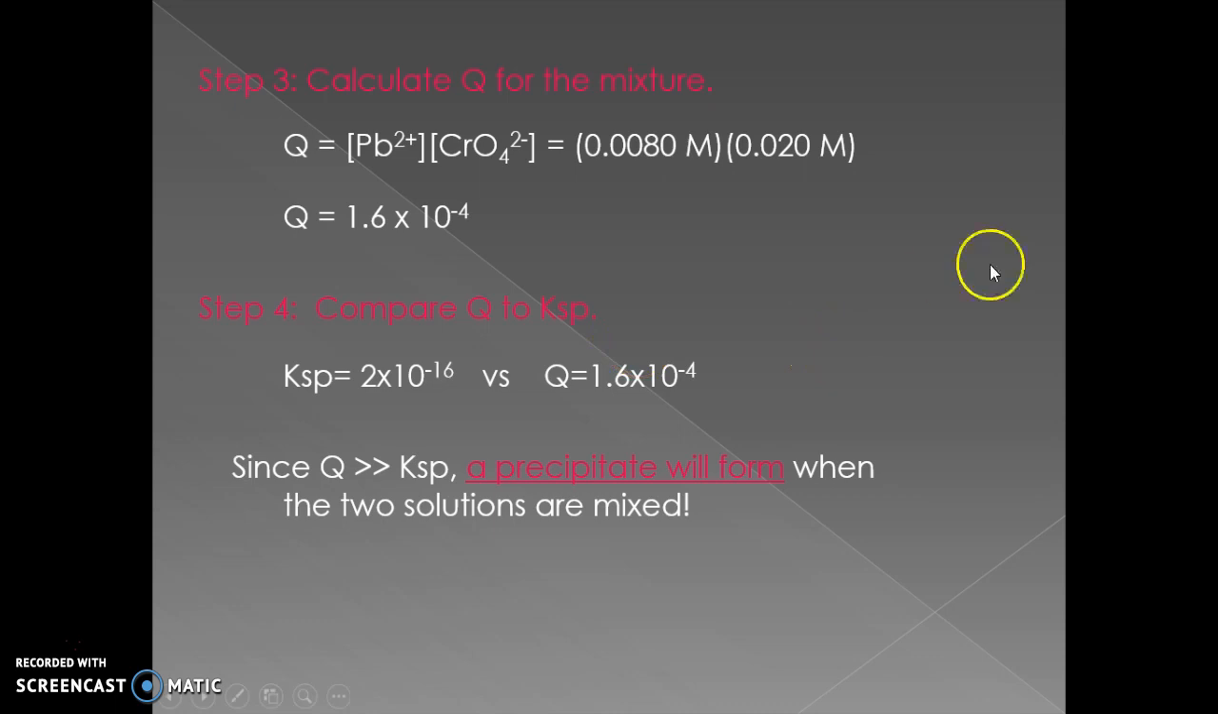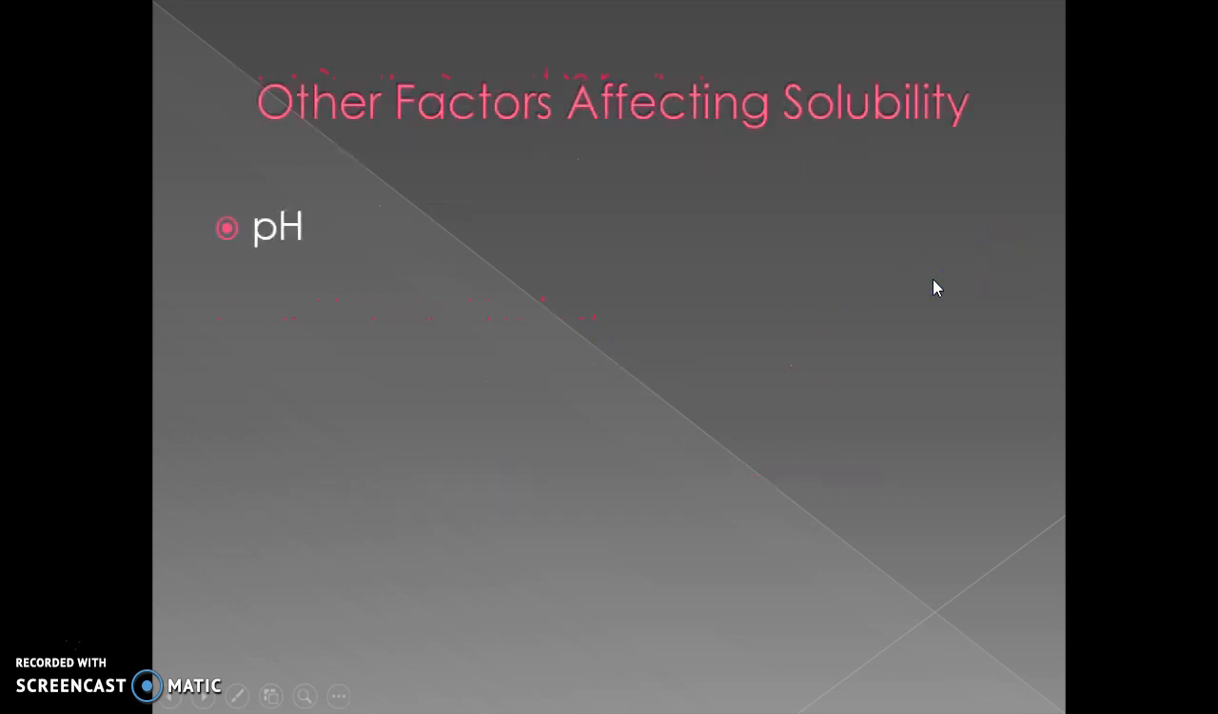So keep those steps in mind. And actually, we're going to quit here and take a look at other factors affecting solubility later. I want to give you guys a chance to get these basic KSP things down first. So you've got plenty of problem sets over the next few days that you're going to work on.